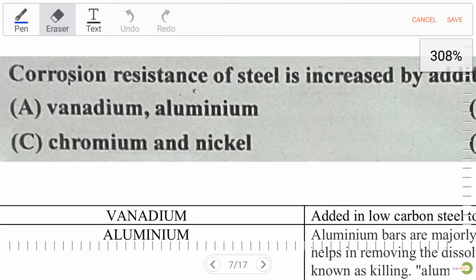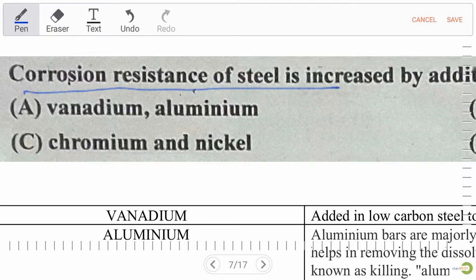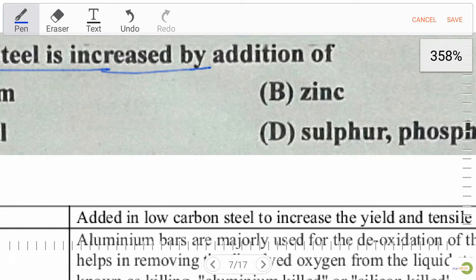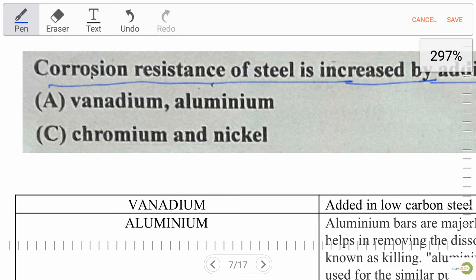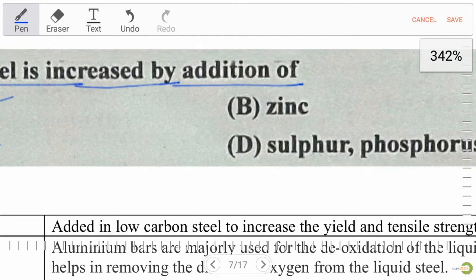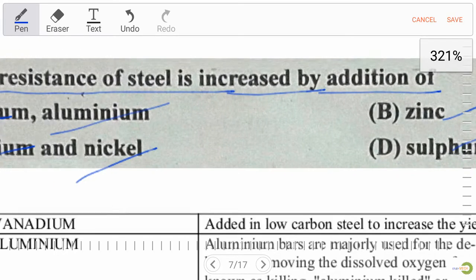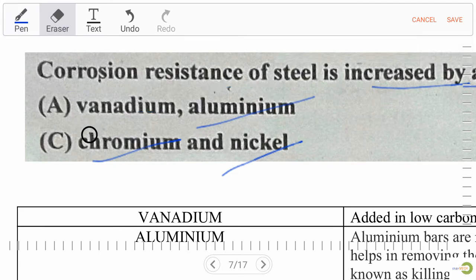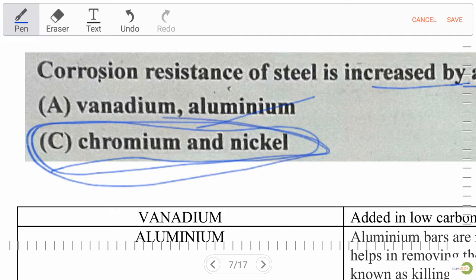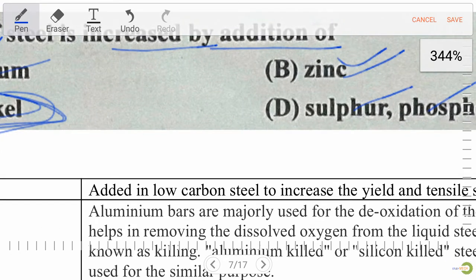Corrosion resistance of steel is increased by addition of, let's see the options, vanadium and aluminium, chromium and nickel, zinc, sulfur, phosphorus and lead. So first of all, our right answer over here is C, chromium and nickel. Now what happens if we add vanadium, aluminium, zinc, sulfur and phosphorus in the steel?